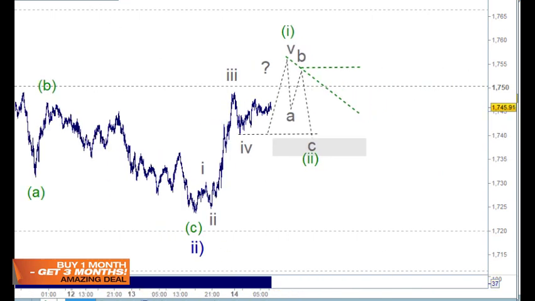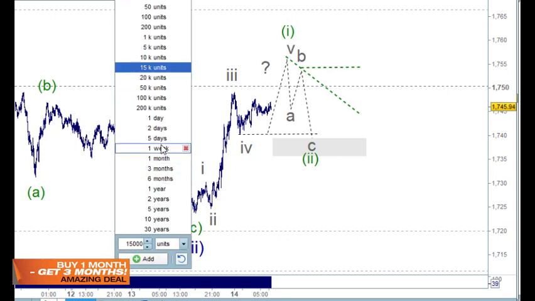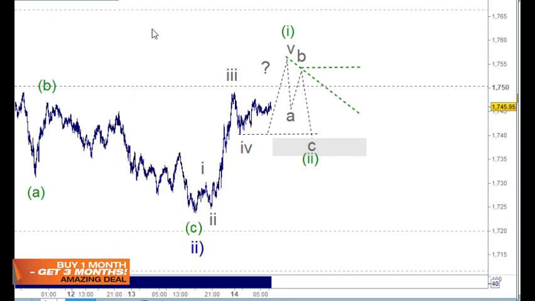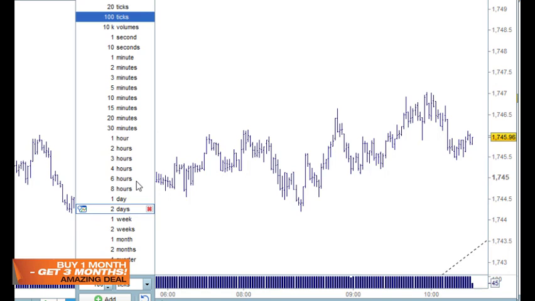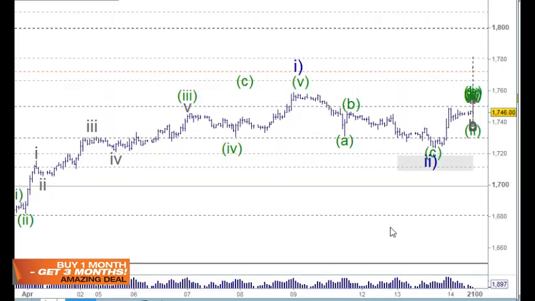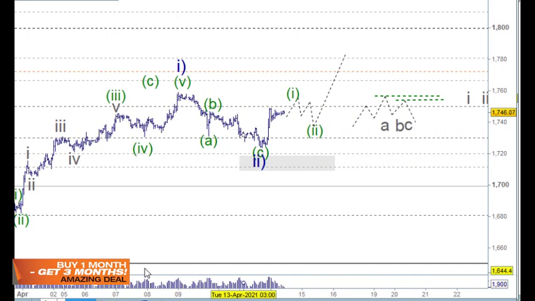So that's that, really. Let's just recap that a little bit. Put this back into here. Let's go to the hourly chart here. So that's what we're looking at here. So now you understand this a little bit better.